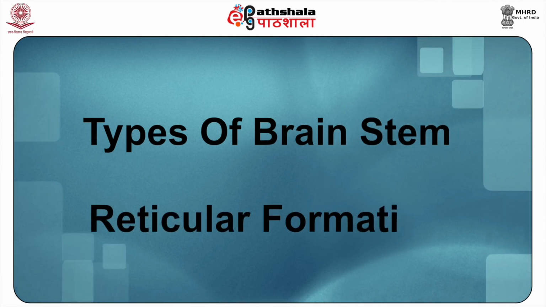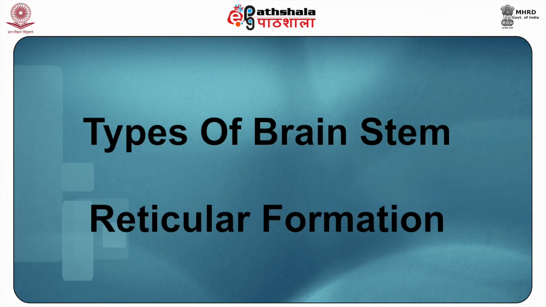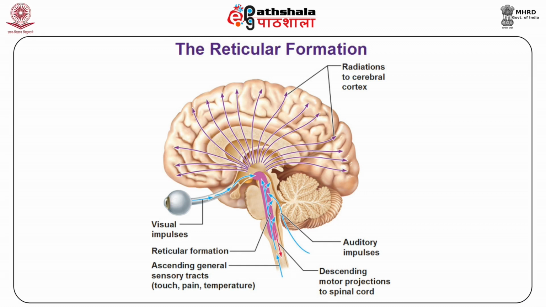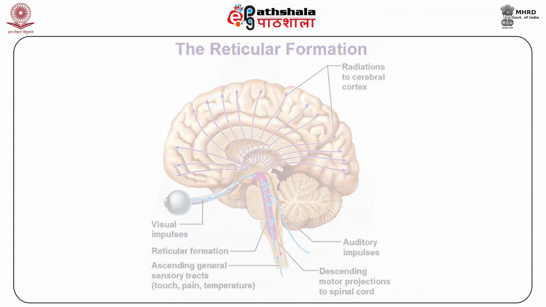Types of brainstem reticular formation. The reticular formation is functionally organized in 2 ways: ascending reticular formation and descending reticular formation. Ascending reticular formation. The ascending reticular activating system, ARAS, serves the whole cerebral cortex. The ascending reticular formation arises from cells of the posterior horn, or lamina 5.